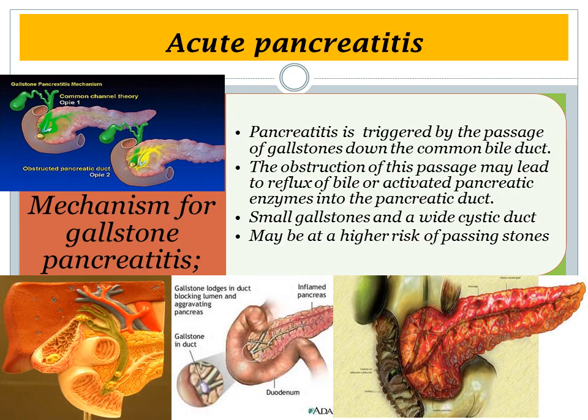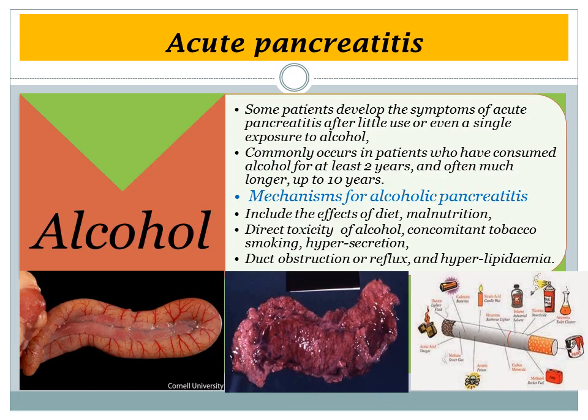The mechanism of gallstone pancreatitis: pancreatitis is triggered by the passage of gallstones down the common bile duct. The obstruction of this passage may lead to reflux of bile or activated pancreatic enzymes into the pancreatic duct. A small gallstone and a wide cystic duct carry a higher risk of passing the stones, and that may cause the obstruction. You can see in these pictures and assess how it is.